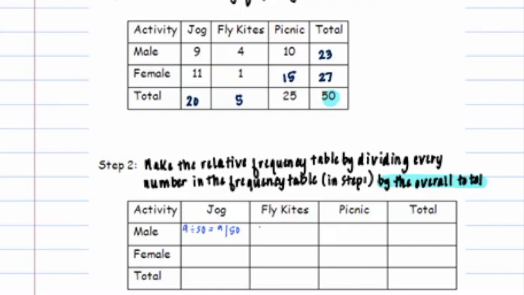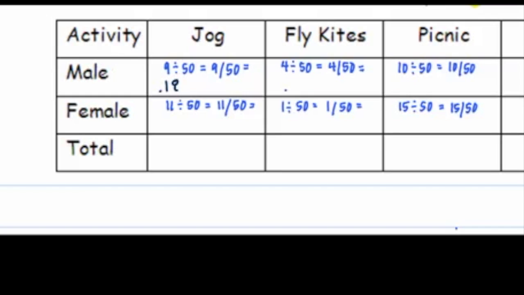Nine divided by 50, 4 divided by 50, 10 divided by 50, and notice that I'm including the fraction that represents that division. 11 divided by 50, 1 divided by 50, and 15 divided by 50. Also look carefully. I'm not filling any of the totals yet. I'm going to leave that to the very end, and I'll tell you why in a minute. So simply put the division problems in your calculator. 9 divided by 50 is 0.18, 4 divided by 50 is 0.08, 10 divided by 50, 0.20, etc.